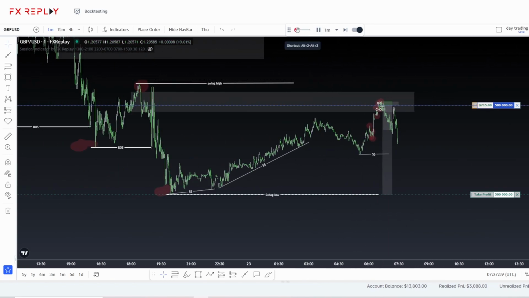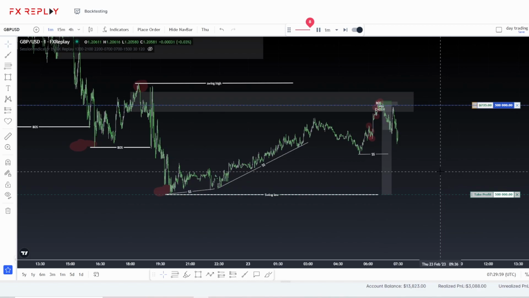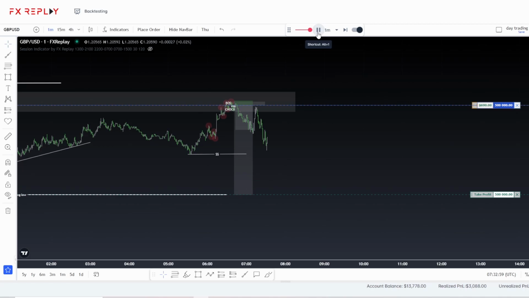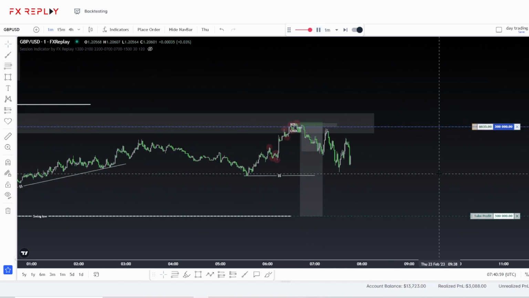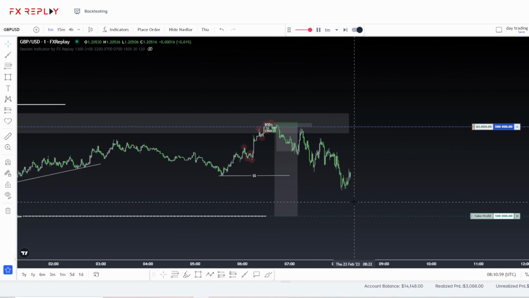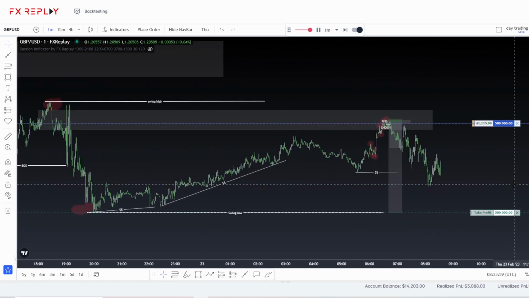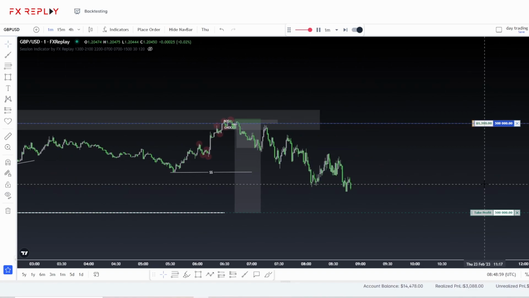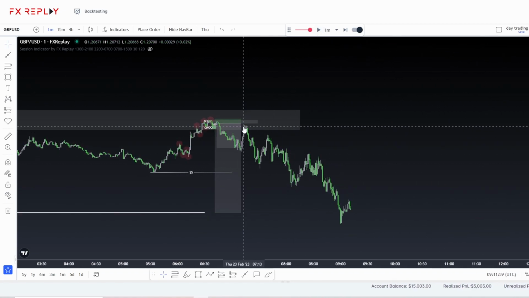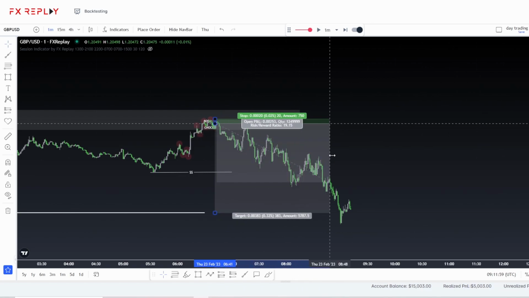Let's play this, speed it up. Come on. There we go, that's quicker. As you can see, it pulled back again, and then continued bearish. And then it hits our take profit for a 19 risk to reward ratio.